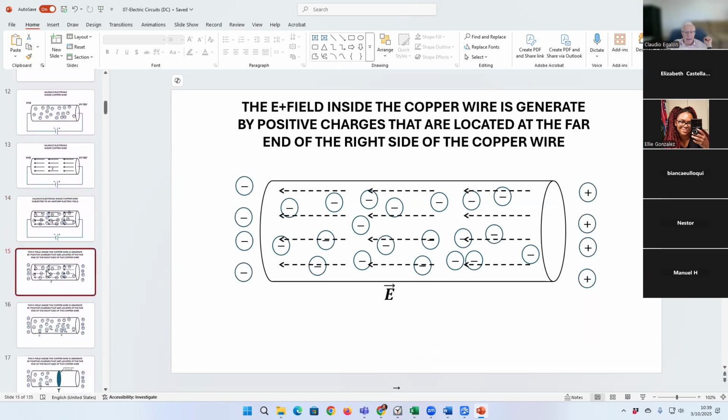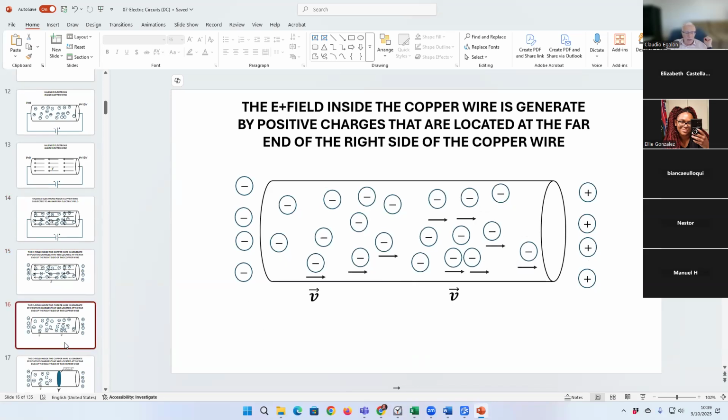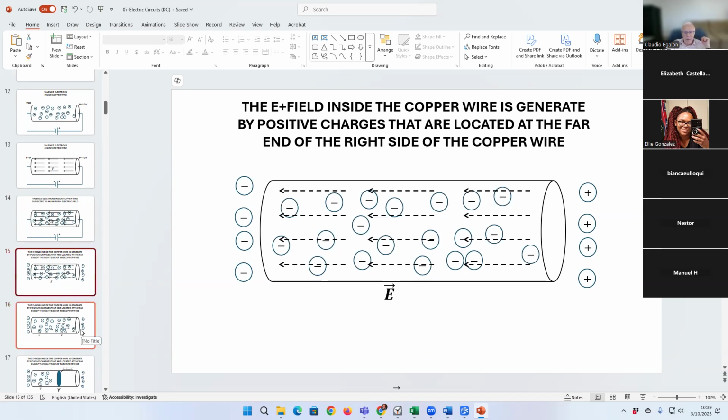Let's see if I have here the electric force. Oh, here you go. Here's my electric field again. Those are the positive charges of the battery. Those are the negative charges of the negative terminal of the battery, and the positive charges of the positive terminal of the battery. Because of this electric field to the left, we are going to end up having an electric force to the right. Do you picture that?